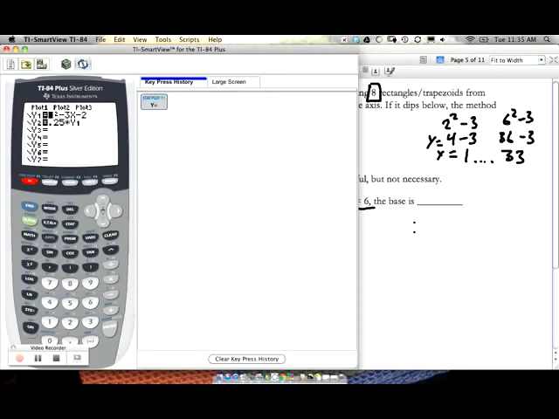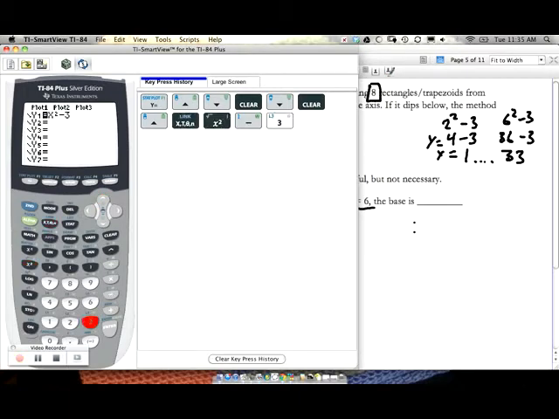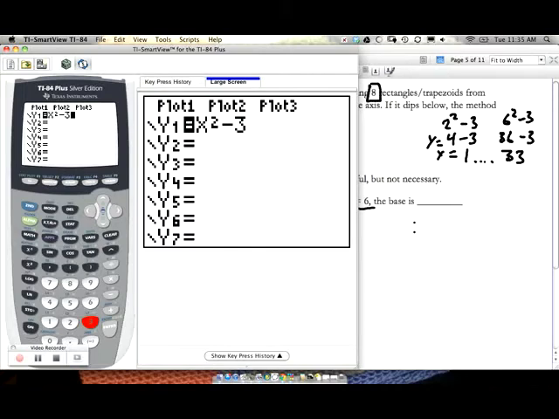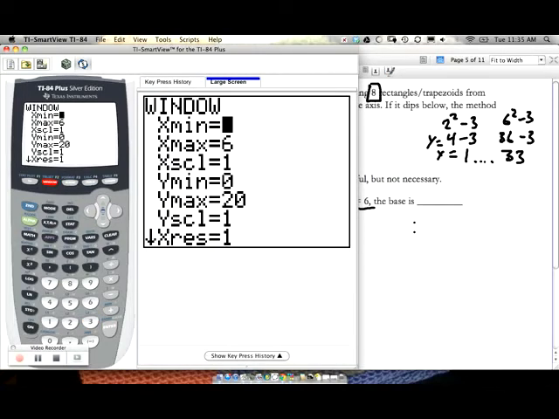So we go to y equals. We've got some other functions here from previous ones. I'm going to clear these out. We have x squared minus 3, so x squared minus 3. So here's what I got typed in there. For my window, I want to change it. 4 to 6 is not what we're looking for. We're looking for 2 to 6.